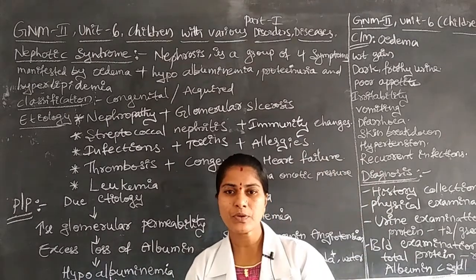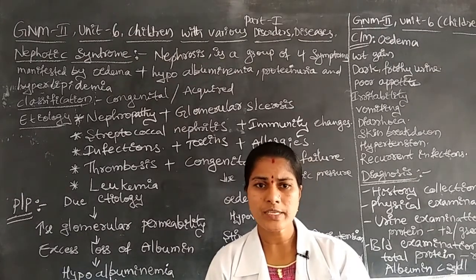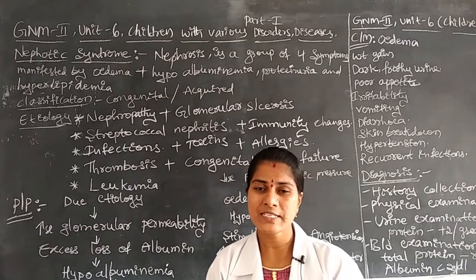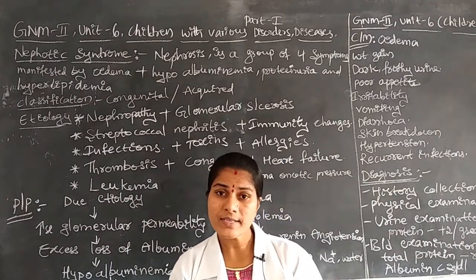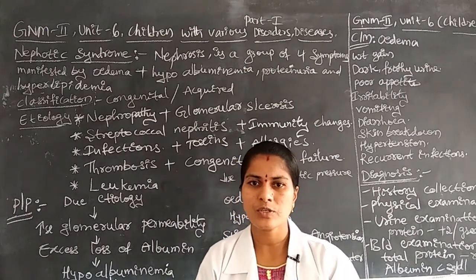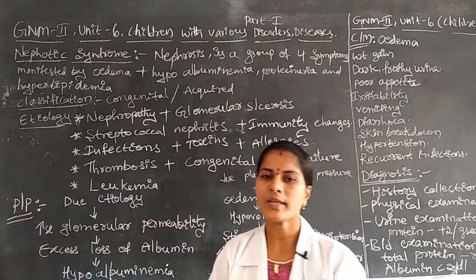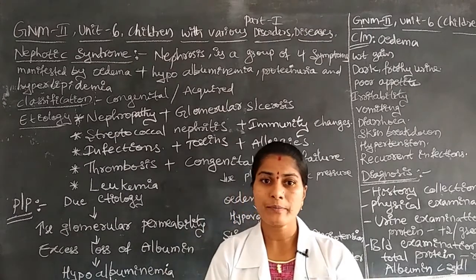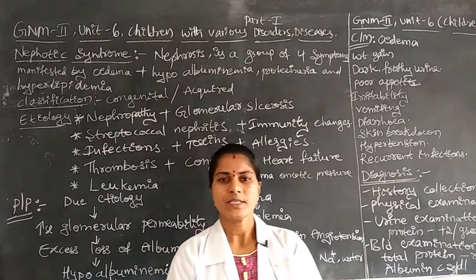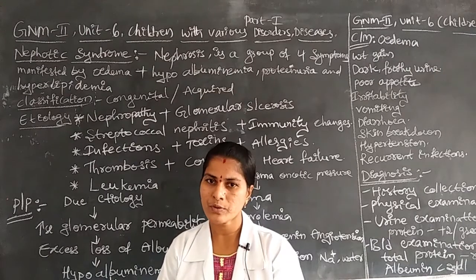Next is streptococcal nephritis. Streptococcus is a type of bacteria. Due to these microorganisms, the nephrons get some type of infection, and due to the nephritis, the child may be prone to nephrotic syndrome. Another one is immunity changes. If the child does not have a proper immunity level, meaning the immunity is low, the child may be prone to get nephrotic syndrome.